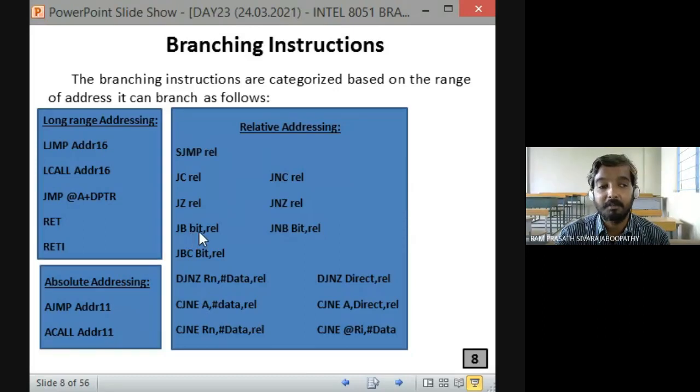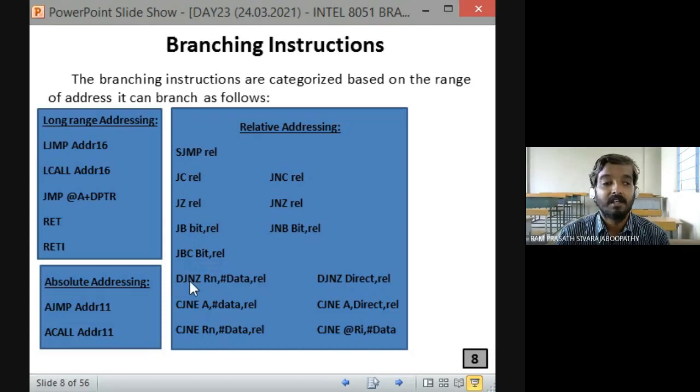If this particular bit is set, then it will go to the address calculated by the offset value. I hope it is clear. Similarly, JNB, jump if the bit is not set. Then JBC means jump if the bit is set and also clear the bit. If the bit is set, then it will jump to the location. Also, it will clear that particular bit.